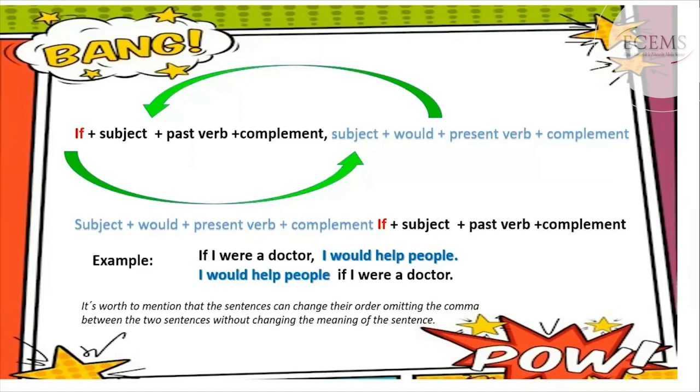Let's look at the example. If I were a doctor, comma, I would help people. Second example. I would help people if I were a doctor. Notice that the comma disappears in the second example. It's worth mentioning that the sentences can change their order, omitting the comma between the two sentences, without changing the meaning of the sentences.